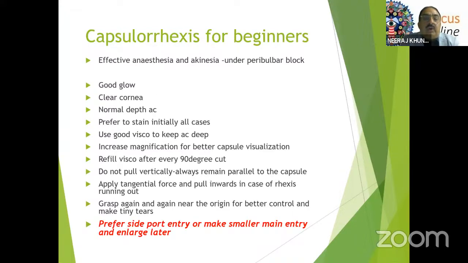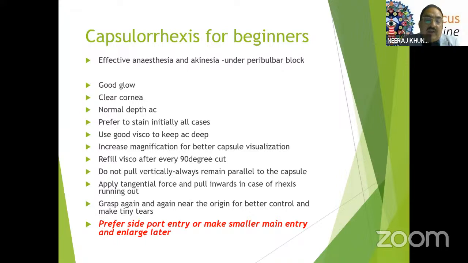Now we will be talking on capsulorhexis for beginners. For the beginners, first is to choose the eye and choose the anesthesia. So it is better to start under peribulbar block rather than topical. They should select cases with good glow, clear cornea, normal depth anterior chamber. Prefer to stain initially in all cases. Use a good viscoelastic like sodium hyaluronate to keep the AC deep. Increase magnification for better capsule visualization.